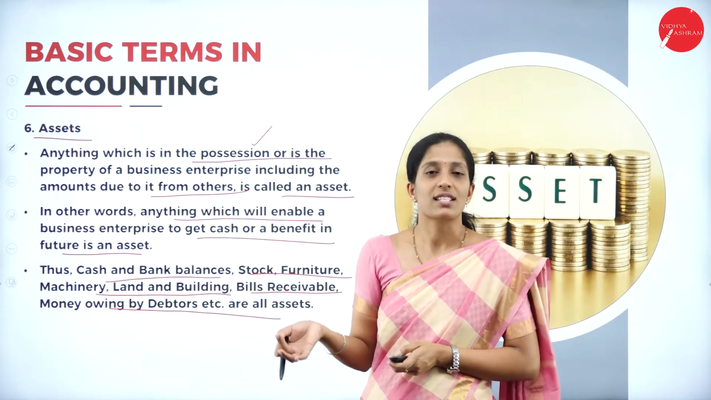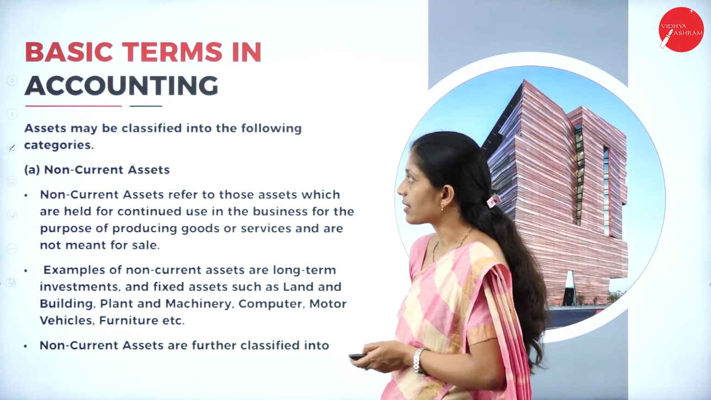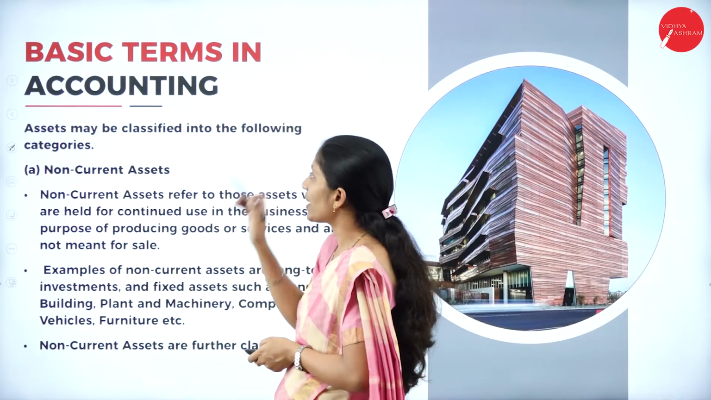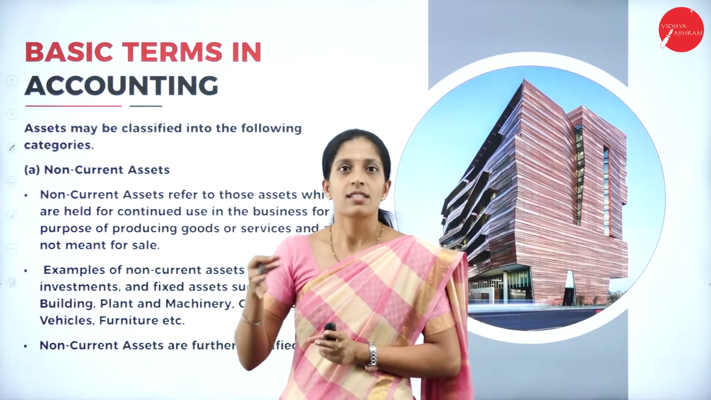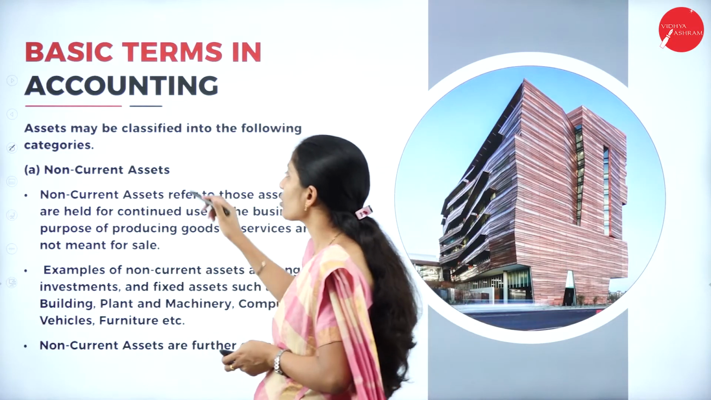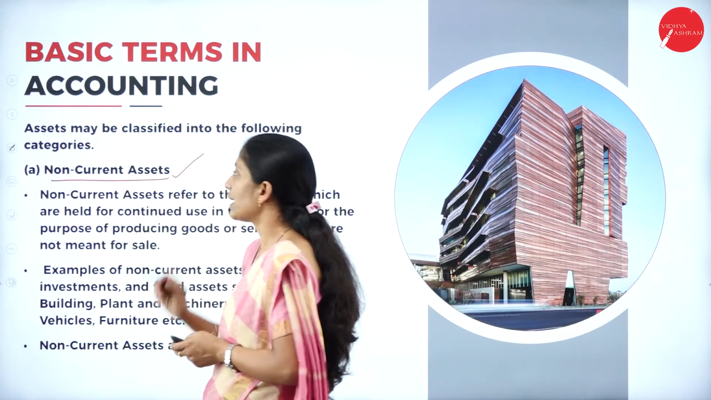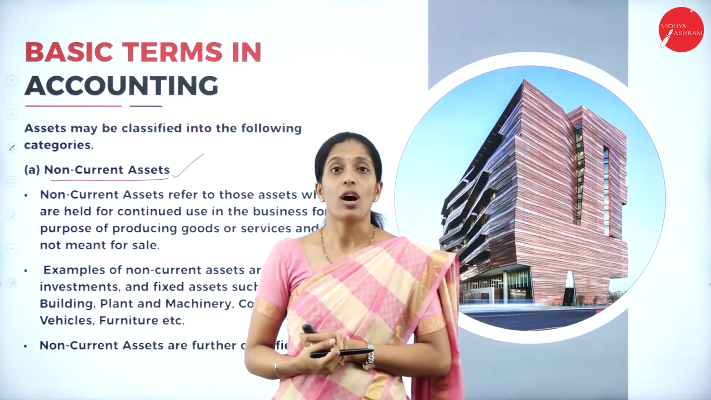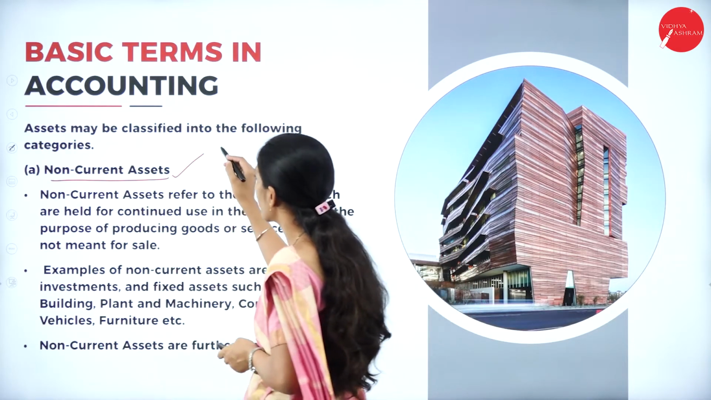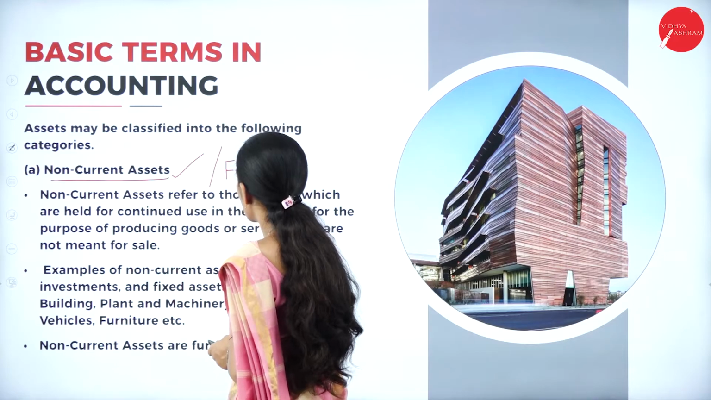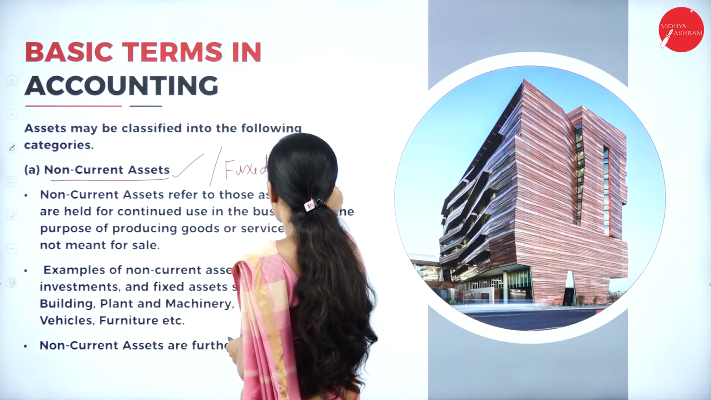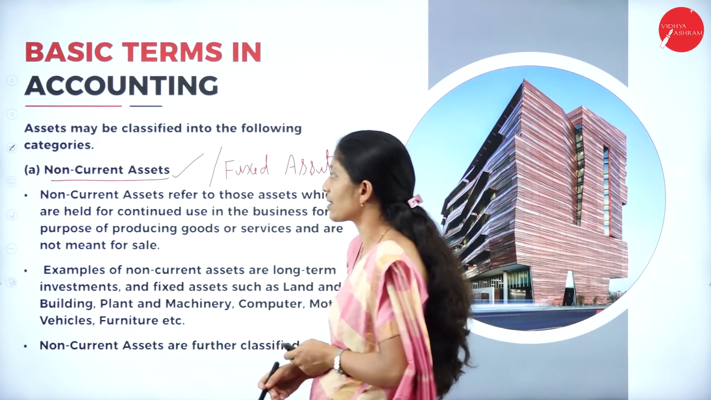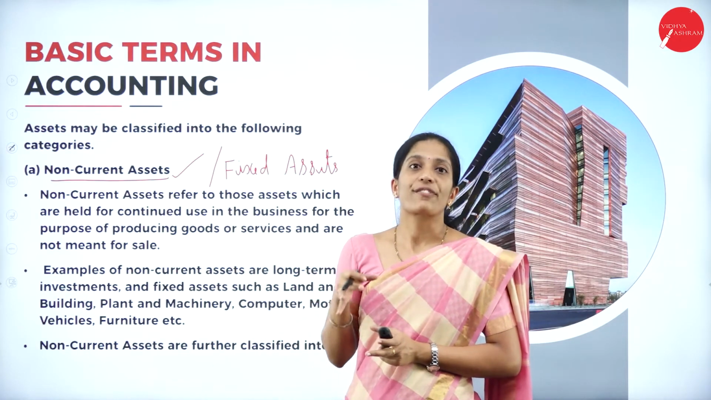Now let us see what are the two types of assets. Assets may be classified into the following categories. There are mainly two types, and other than that there are subtypes also. Coming to the first type here, non-current asset. Now what do I mean by non-current assets? We also call it a fixed asset. So non-current assets are also called what? Fixed assets. Now what is this fixed asset?